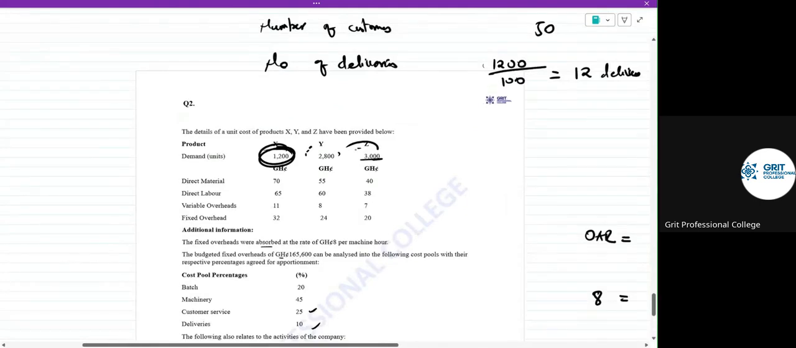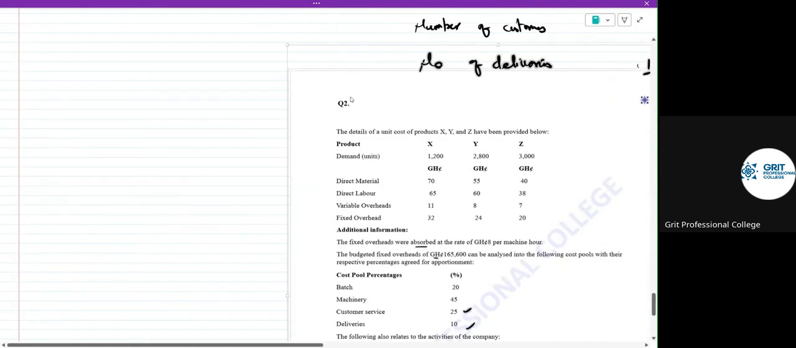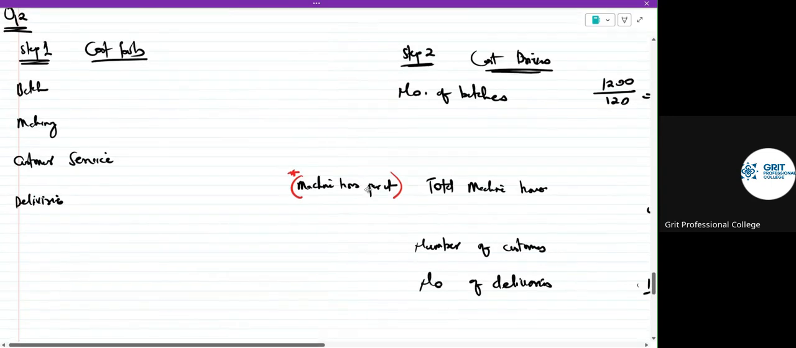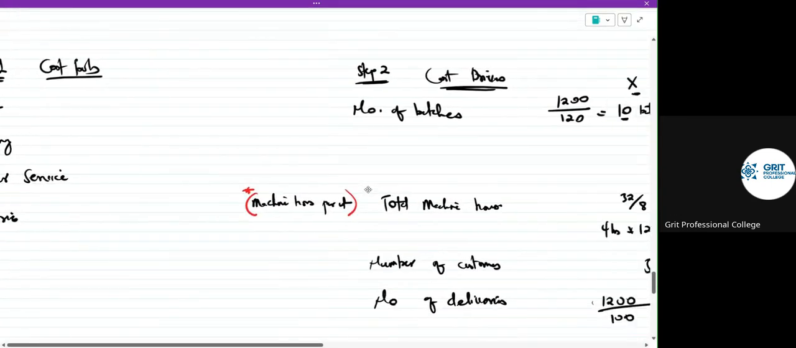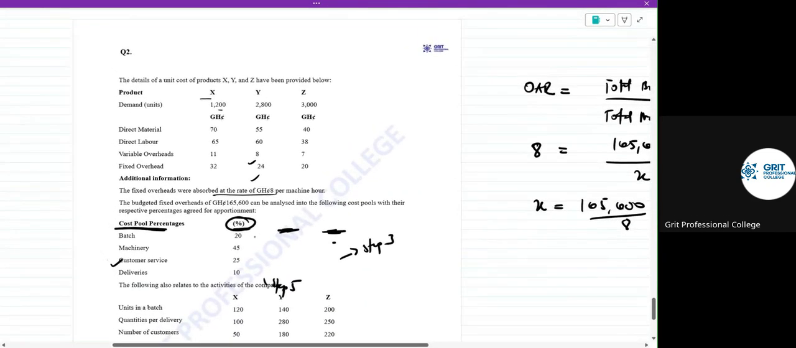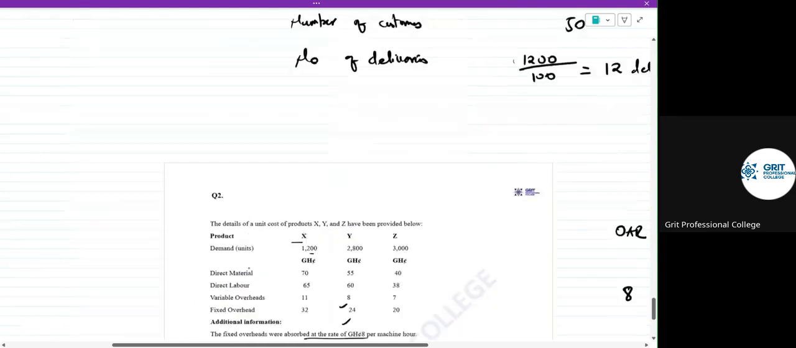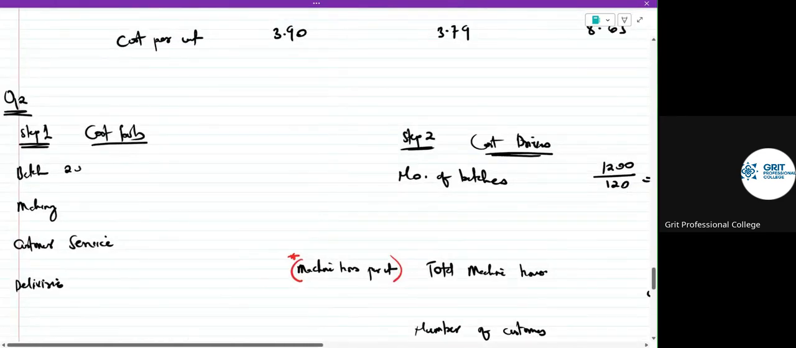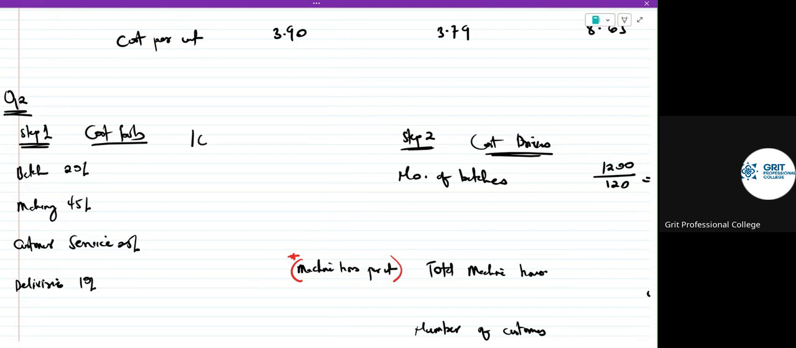All right. And so we can then proceed to step 3, which is what requirement 1 in this question is all about: calculating the cost driver rate. Even before we do that, we need to get the total overhead cost for each cost pool. We've been given the percentages: 20, 45, 25, 10. The total cost is 165,600. So you just multiply everything by this one.